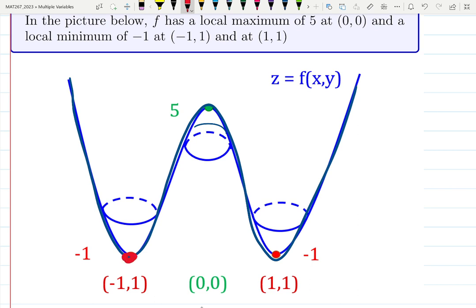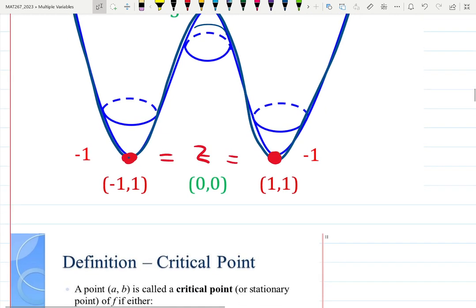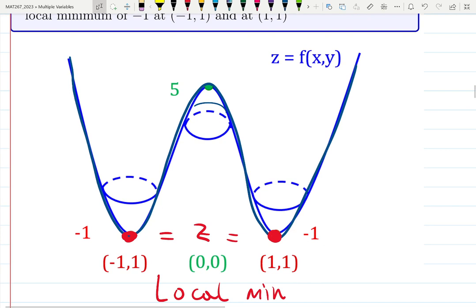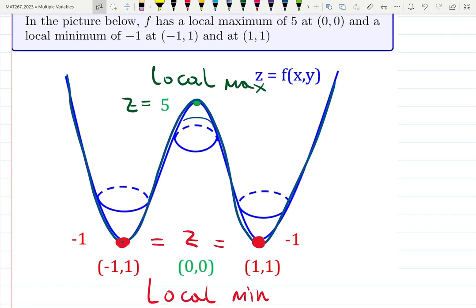Local minimum at -1, that is z, right? So z equals -1 is a local minimum, and then z equals 5 is a local maximum. To find out if it's global, you have to check if it's ever going to go higher than that, and it does go higher, so it's just local.